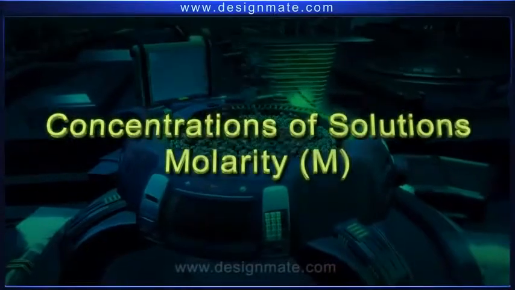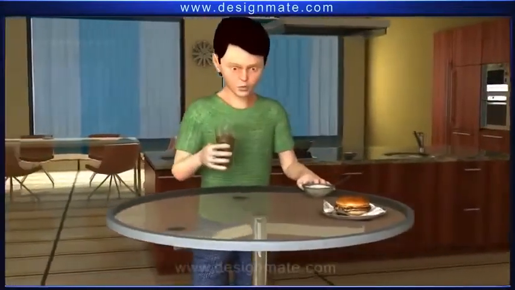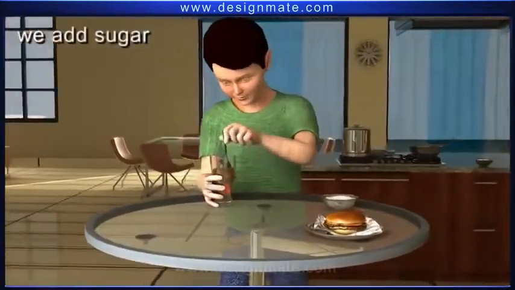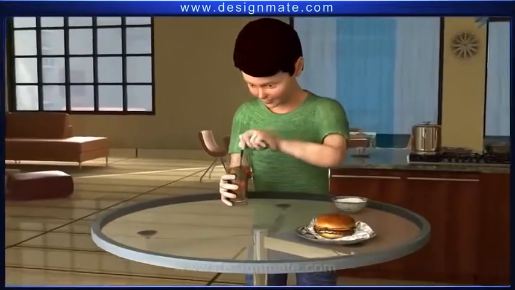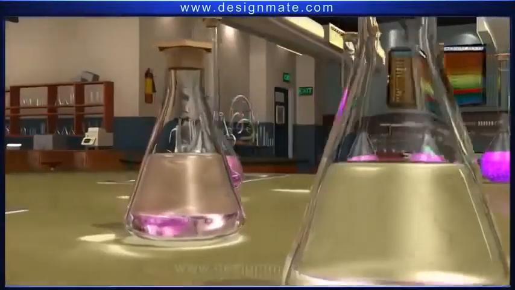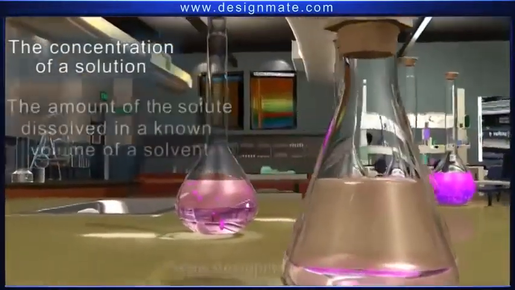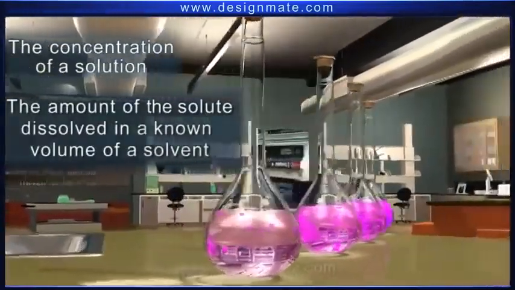Concentrations of solutions, molarity. If our iced tea does not taste sweet enough, we add sugar to it. This means we are increasing the amount of sugar in the drink. From the point of view of a chemist, the concentration of a solution tells us the amount of the solute dissolved in a known volume of a solvent.